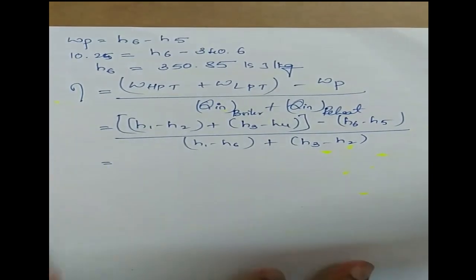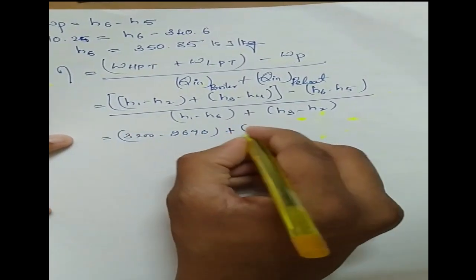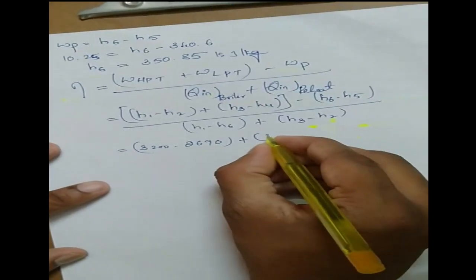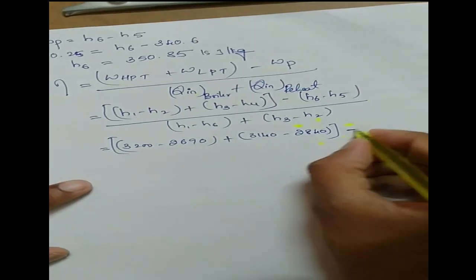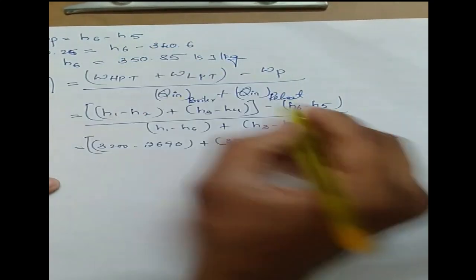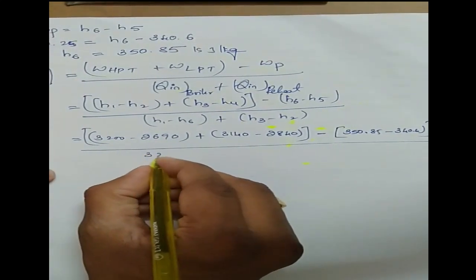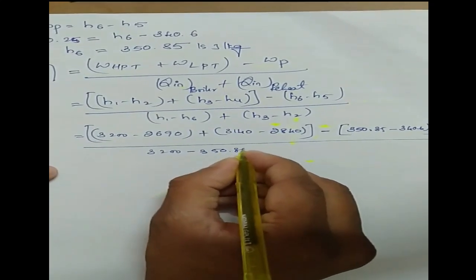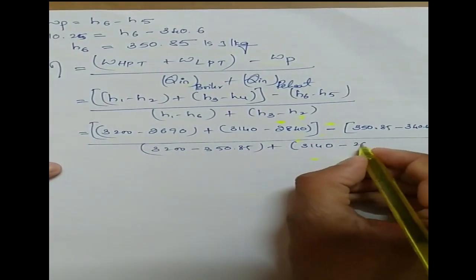So we can substitute all the things now. H1 we have 3200 and H2 2690. So 3200 minus 2690 plus, and then H3 we have 3140 and H4 2480. So 3140 minus 2480, minus H6 we have 350.85, minus H5 we have 340.6, divided by H1 which is 3200 minus H6 which is 350.85, plus H3 which is 3140 minus H2 which is 2690.